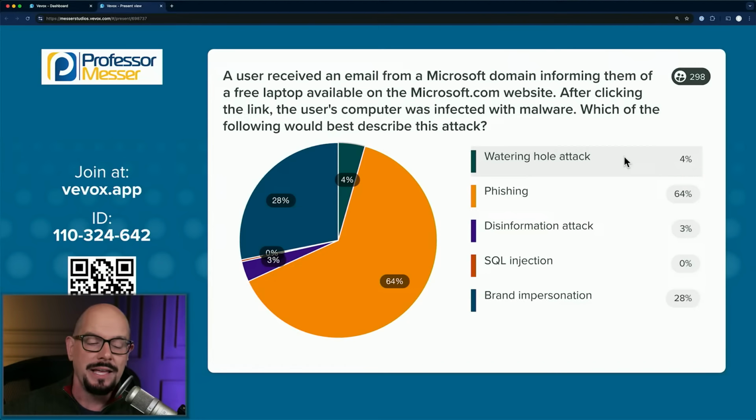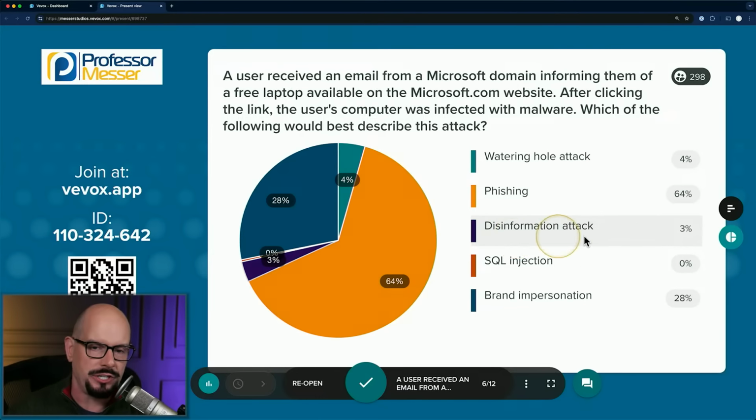Well, the watering hole attack means that you go to a separate location where everyone else is, and because you're all in this one place, you're infecting everybody who visits. You're effectively poisoning the water. So everybody has to get to the water. In this case, you didn't go to any water. You just hung out in your email inbox where nobody else is. It's really just you. We also have a disinformation attack.